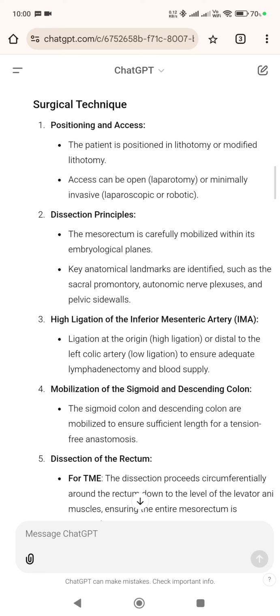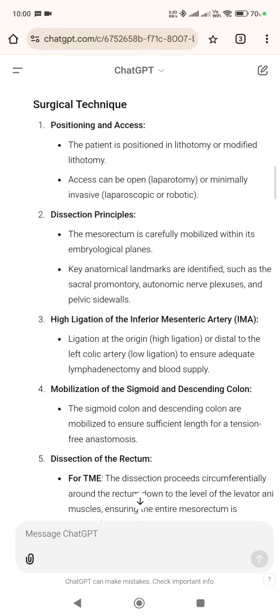2. Dissection principles. The mesorectum is carefully mobilized within its embryological planes. Key anatomical landmarks are identified, such as the sacral promontory, autonomic nerve plexuses, and pelvic sidewalls. 3. High ligation of the inferior mesenteric artery (IMA). Ligation at the origin (high ligation) or distal to the left colic artery (low ligation), to ensure adequate lymphadenectomy and blood supply. 4. Mobilization of the sigmoid and descending colon.